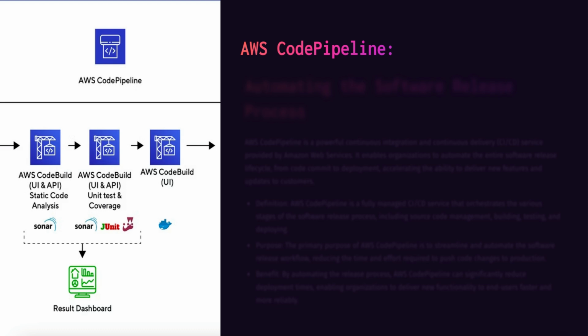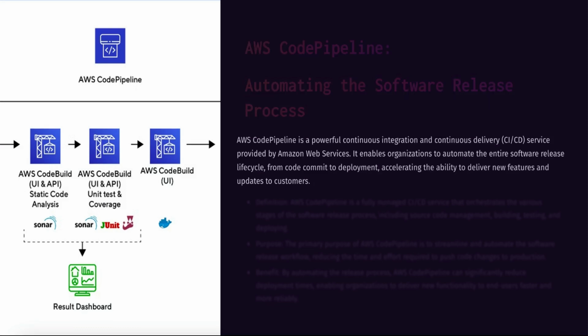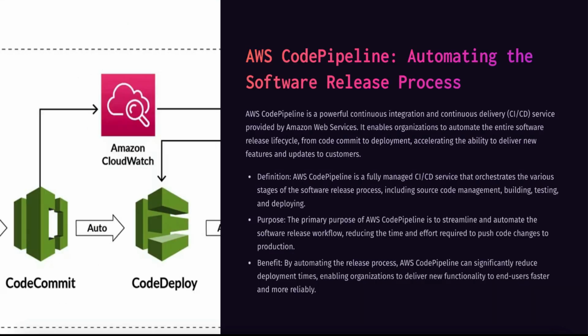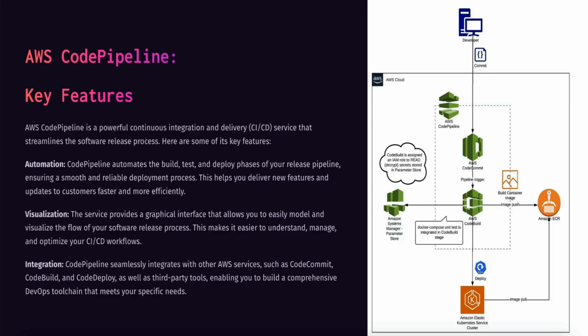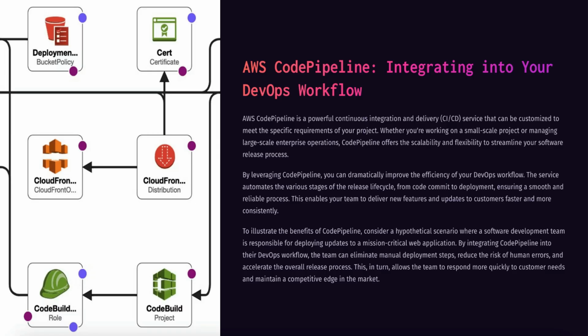The first tool on our list is AWS CodePipeline. AWS CodePipeline is a continuous integration and continuous delivery service that helps you to automate your release pipeline. With AWS CodePipeline, you can quickly model and visualize your software release process, making it super easy to deploy your code in a matter of minutes instead of hours. It integrates with other AWS services, which makes it a perfect fit for your DevOps workflow.